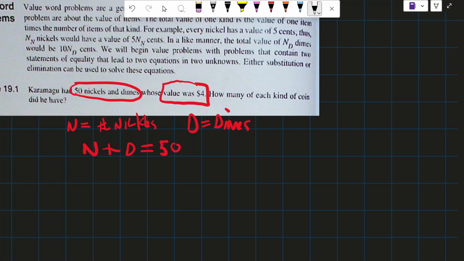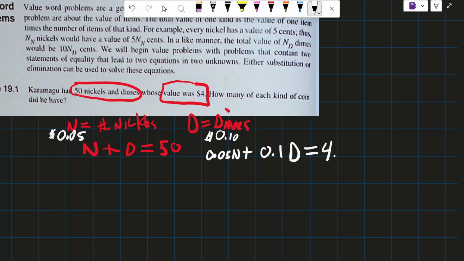And the other equation is going to have to do with the money, right? So we know that a nickel is worth 0.05, right? We're talking dollars, right? And then a dime is 0.10. So the equation with money says that the value has to equal 4. So we have 0.05 n plus 0.1 d for dimes has to equal $4. All right.